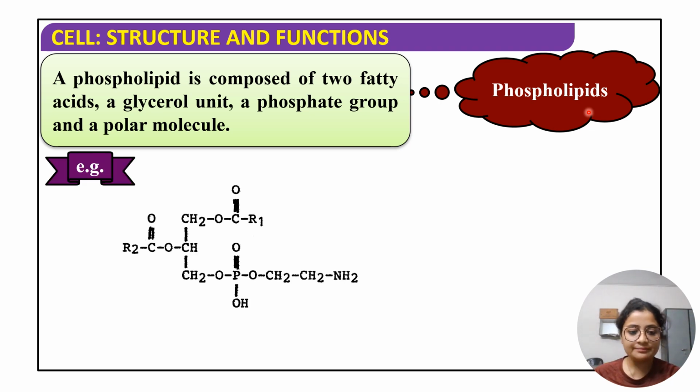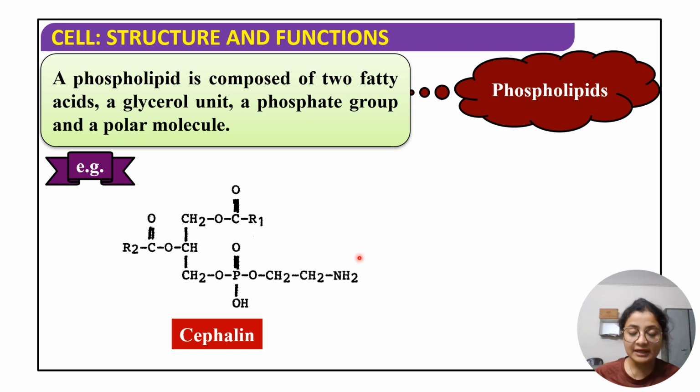Okay, example, just they have given us the structural picture. Okay, so see, this is the phosphate group that is attached over here. Okay, and this is the fatty acid group and the remaining is the, this is one fatty acid group, this is another fatty acid group. Okay, so two fatty acid groups are there, glycerol is there and phosphate is there. Okay, and also a polar molecule is there. So this is basically the polar molecule.